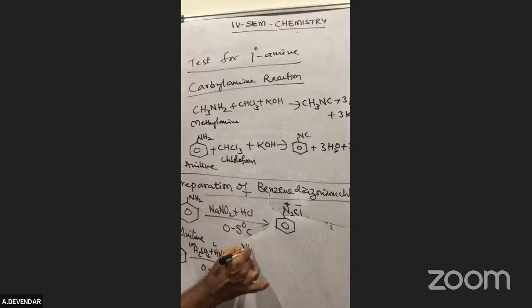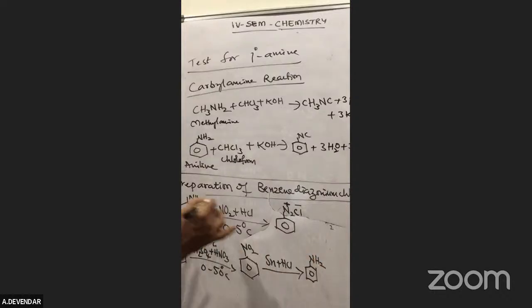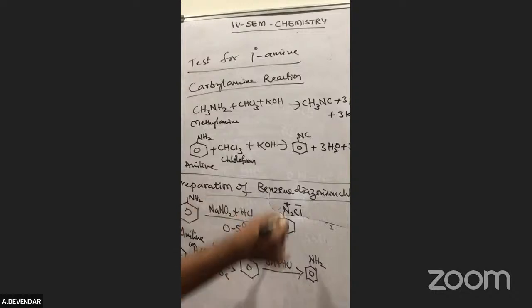This is the nitrobenzene. This nitrobenzene on reduction with zinc/HCl or tin/HCl gives aniline. This aniline is formed. This aniline again undergoes diazotization in the presence of nitrous acid. Again the reaction proceeds, forming benzene diazonium chloride. Whatever the question has, you have to write all these things.